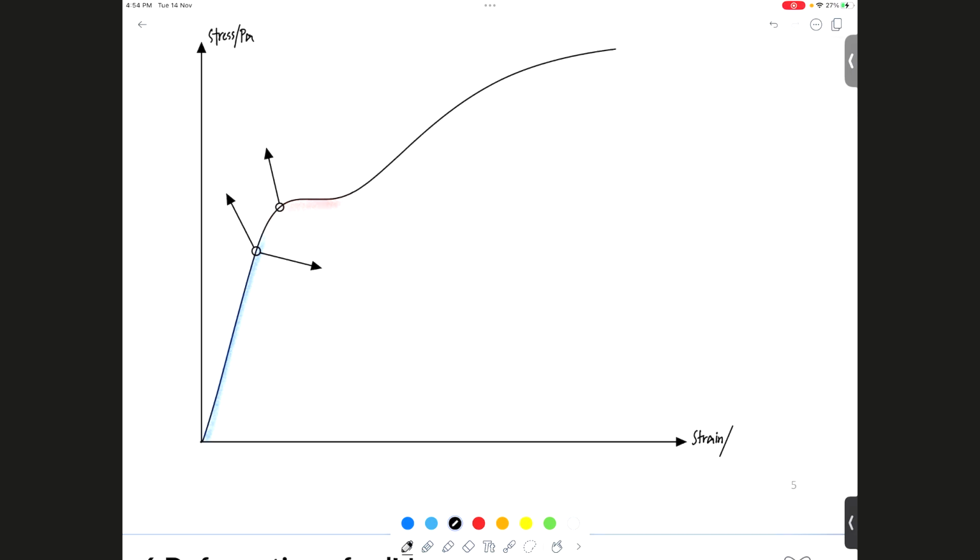So it goes like this, and then the final point that you see here is when the material breaks. So that's called the breaking point. And this highest value for stress is called the UTS. This point is called UTS. What does UTS mean? Ultimate tensile stress. What does it mean? The maximum stress your material can withstand.